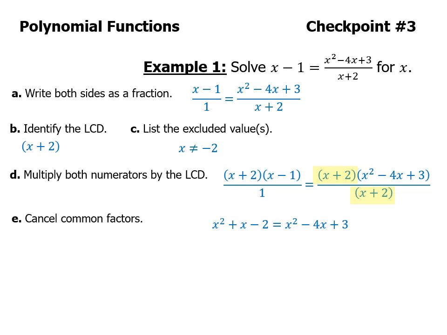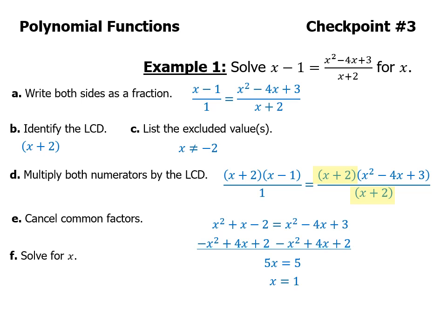Simplify, so (x plus 2) times (x minus 1) simplifies to x squared plus x minus 2, and we're just left with x squared minus 4x plus 3 on the right. Start solving for x, so I'm going to subtract x squared from both sides, add 4x to both sides, and add 2 to both sides. That just simplifies down to 5x equals 5, or x equals 1.